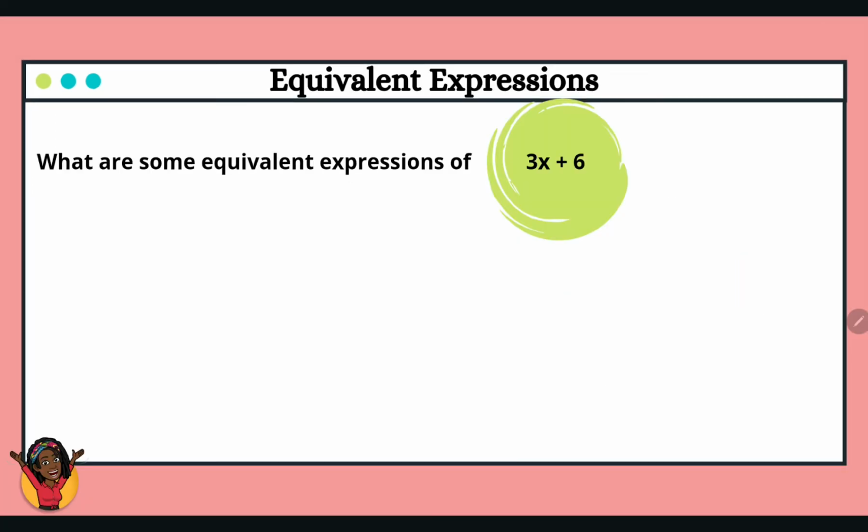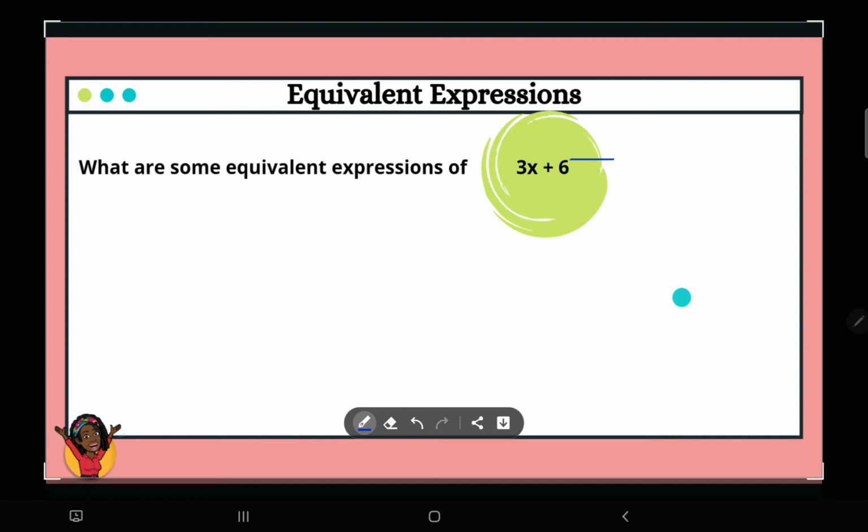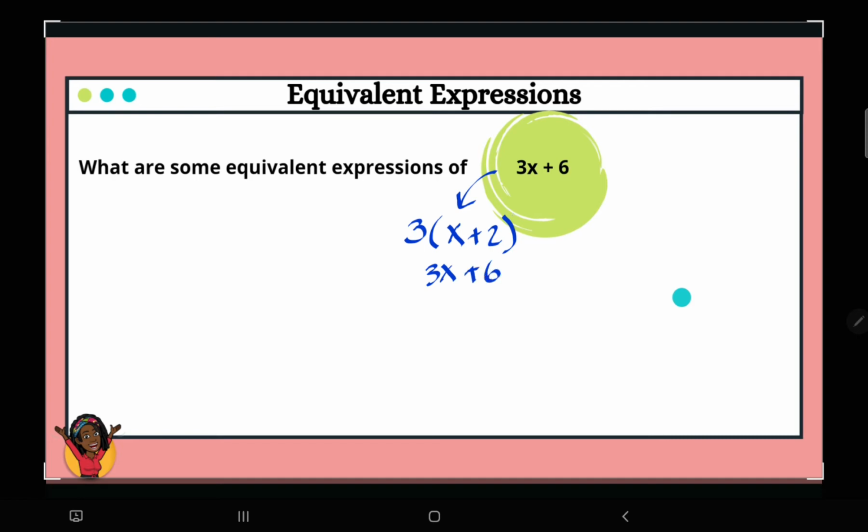So when we look at the expression 3x plus 6 and we think about what are some other expressions that could be equal to this, you want to do reverse distributive property, reverse combining like terms to write some similar expressions. So if I did reverse distributive property, I can say, okay, I'm going to pull a 3 out, and I could rewrite that as 3 times the sum of x plus 2. Now let's actually go ahead and see if it works. 3 times x is 3x. 3 times 2 is 6. So that definitely works.